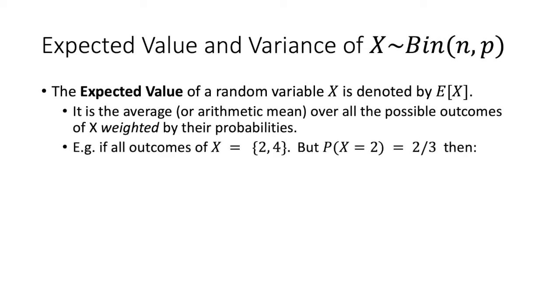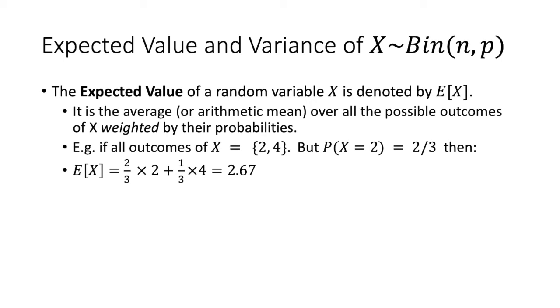Now, what does that mean? Suppose x is a random variable with only 2 outcomes, 2 and 4. But you observe that 2 appears more frequently, in fact with a 2/3 probability, and 4 appears only 1/3 of the time. So the expected value of x equals the probability of 2 times 2 plus probability of 4 times 4, and that equals 2.67.